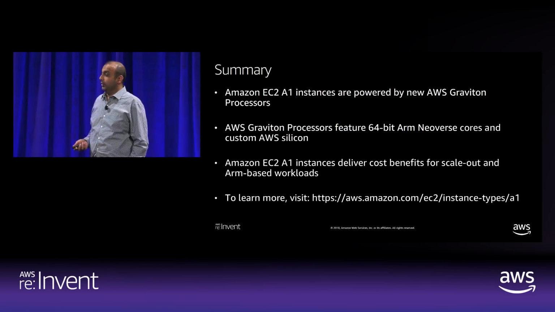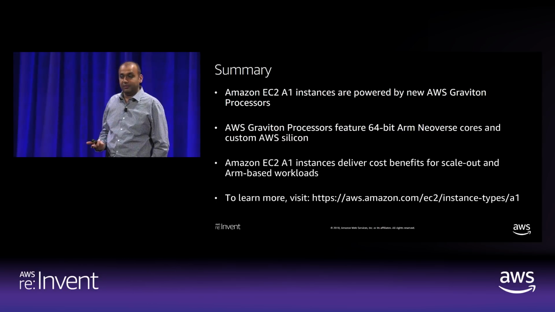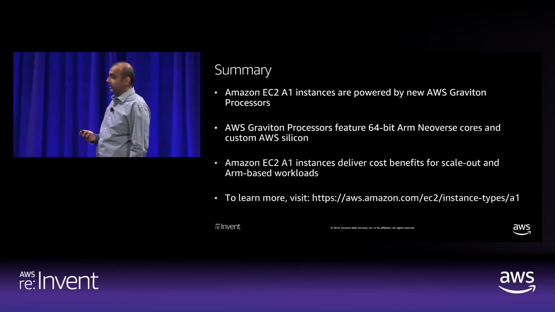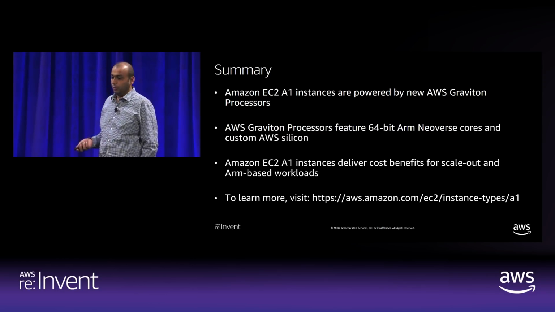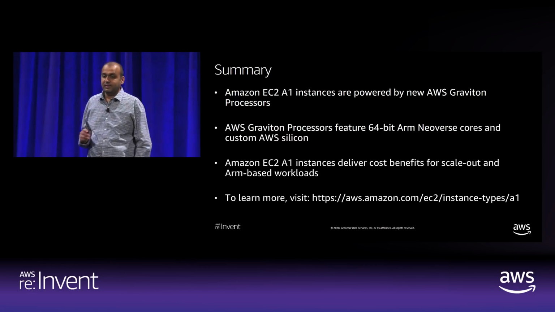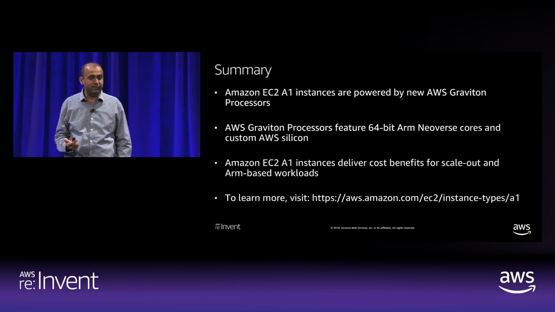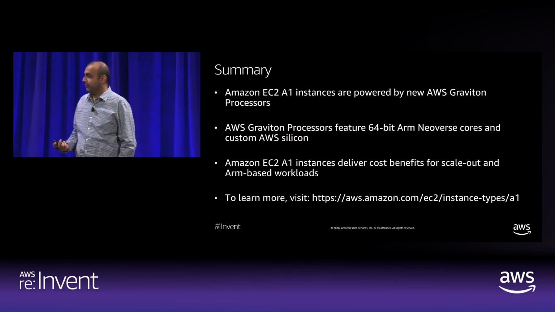That the A1 instances are the first instances powered by the AWS Graviton processors. These are processors that are custom designed by Amazon, and they feature 64-bit ARM Neoverse cores, as well as custom silicon that's designed by AWS. And the A1 instances deliver cost benefits for scale-out workloads and for ARM-based applications.